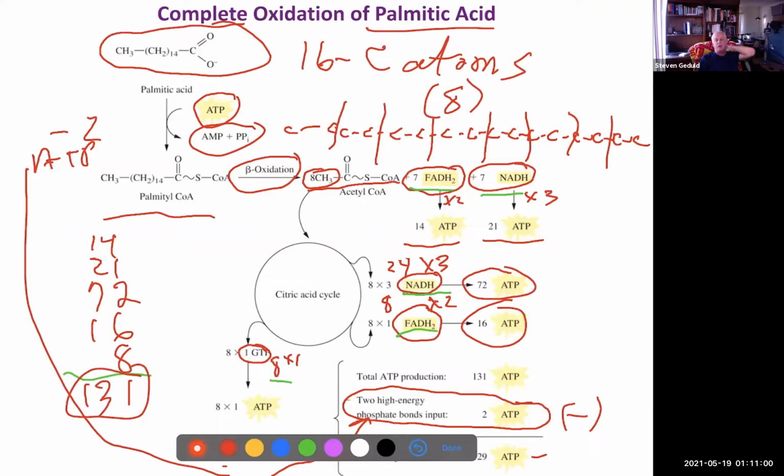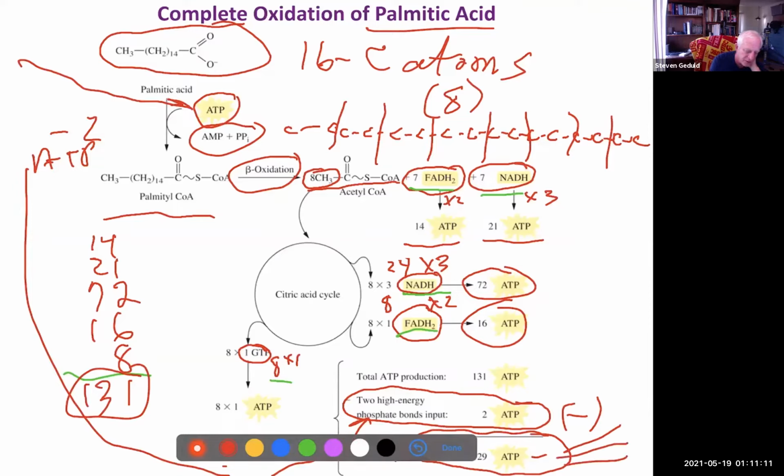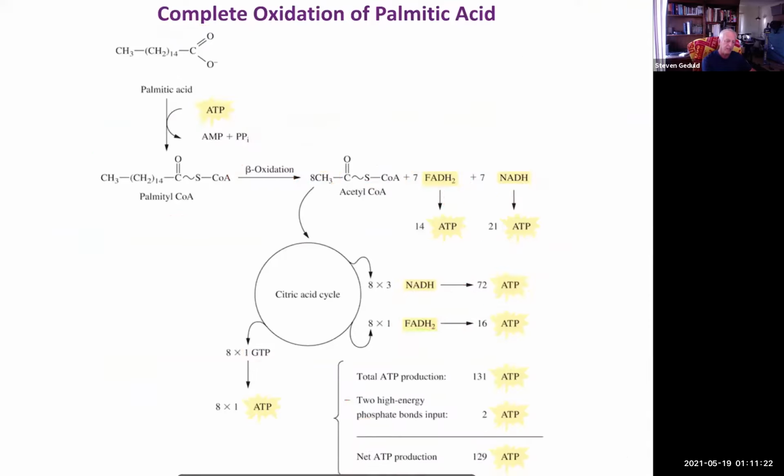Now it took 2 to get it started. We lost 2 high energy bonds when ATP went to AMP, so we subtract 2 from it. So we end up with 129 ATPs as our net production. Complete oxidation of palmitic acid gives you 129 ATP. So if we know how many carbon atoms are in the fatty acid, we can tell how many ATPs are going to be produced by the oxidation or the breakdown of that fatty acid.